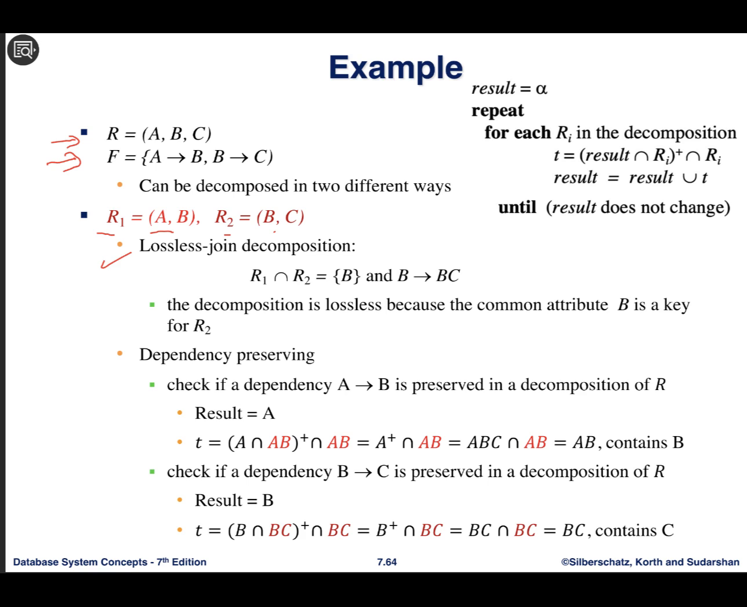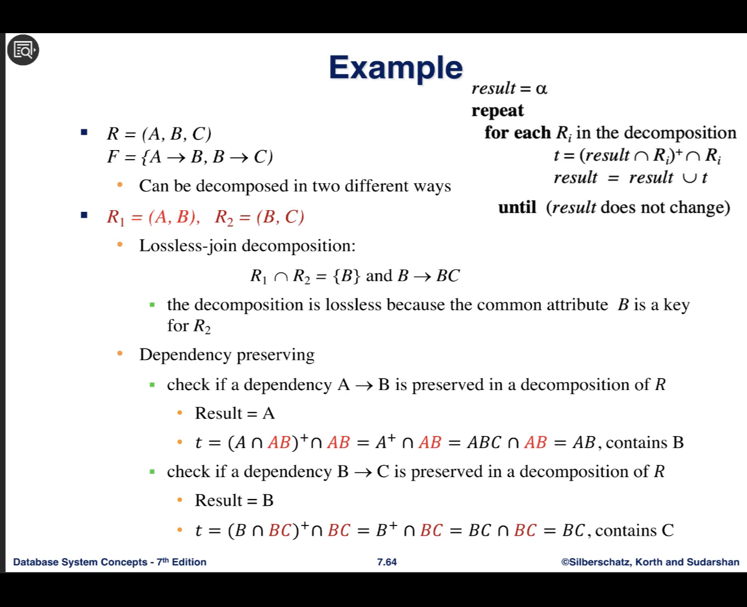First, check whether it is going to be a lossless join decomposition. Intersect them and check whether the result is going to be a key in the relation R1 or R2. R1 intersect R2, that means AB intersect BC, the common attribute is B, and B determines C. Oh yeah, that's a key in the relation R2. So yes, it is a lossless join decomposition, okay?